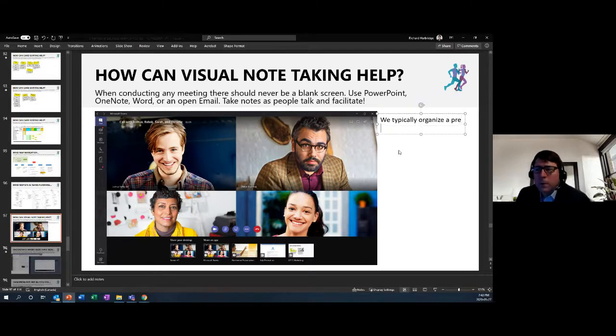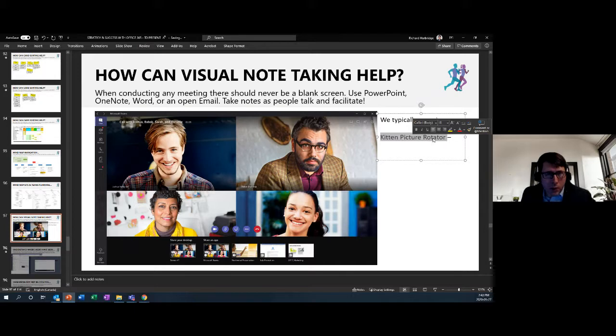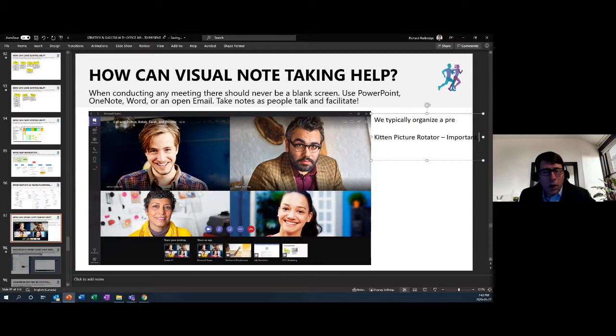One more example here. Let's say we're talking through and I take some notes, and that one wonderful person brings up the kitten picture rotator again. They say, this is important, guys, but what's really important? The kitten picture rotator. And so if you've noted that previously, you can say, oh yeah, John, yep, it's the kitten picture rotator. Got it. So it's important. Is there anything else you want to talk about there?